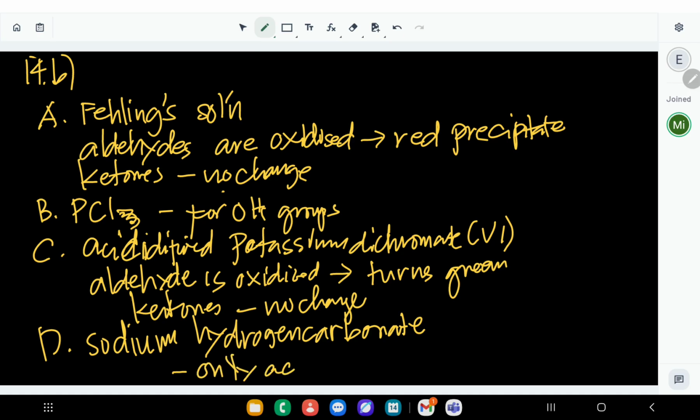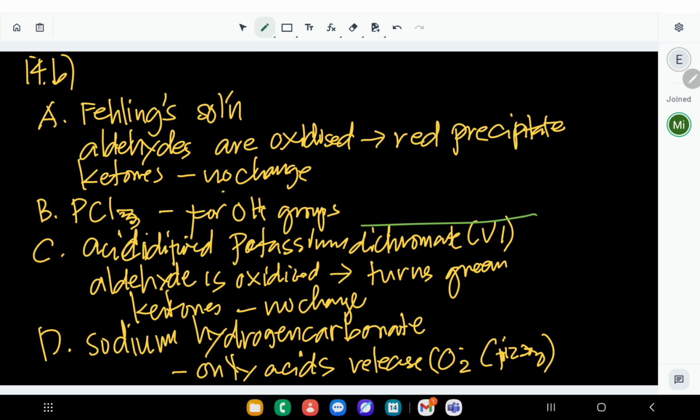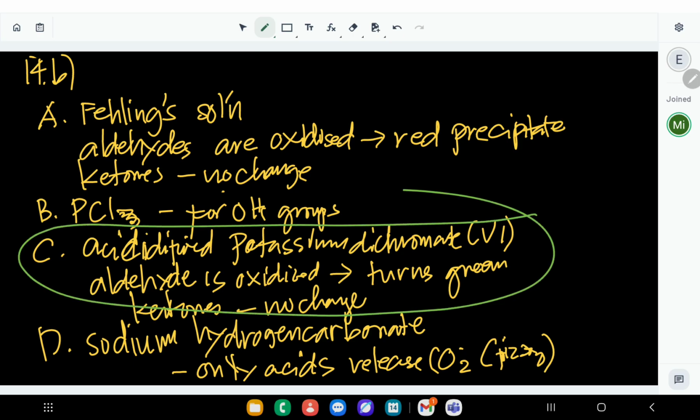Only acids release CO2 or fizzing. None of the aldehydes and ketones reacts. So the answer should be letter C. Is it letter C? Yeah, turns green and no change.